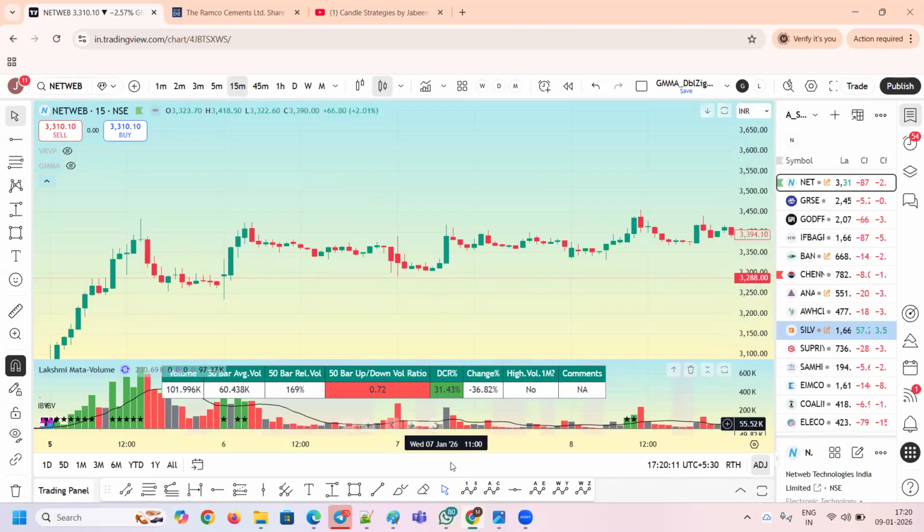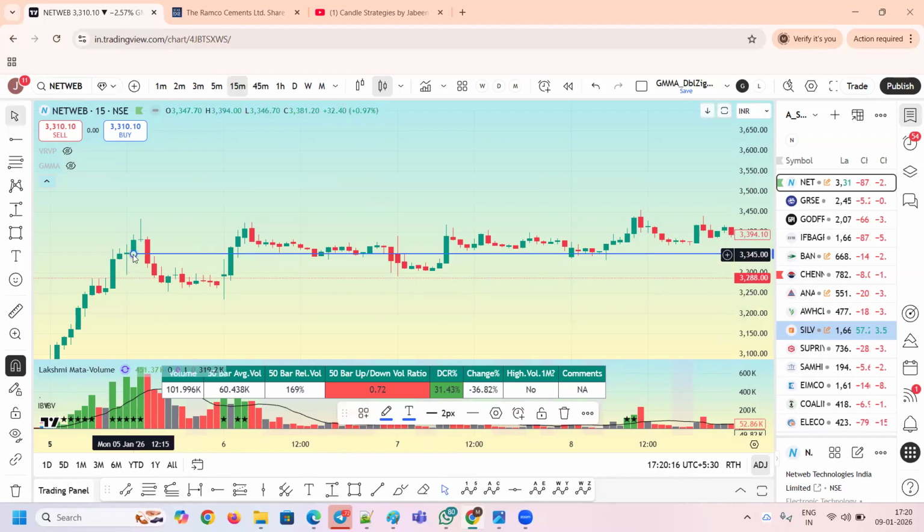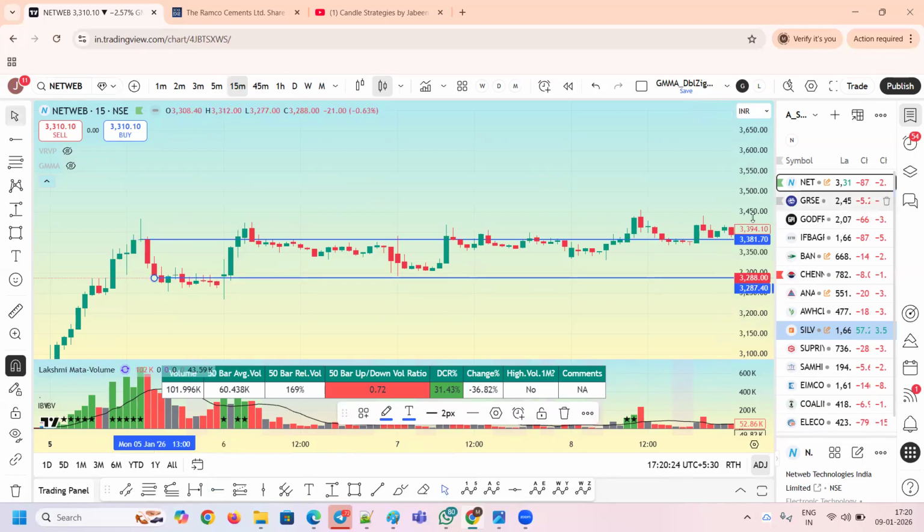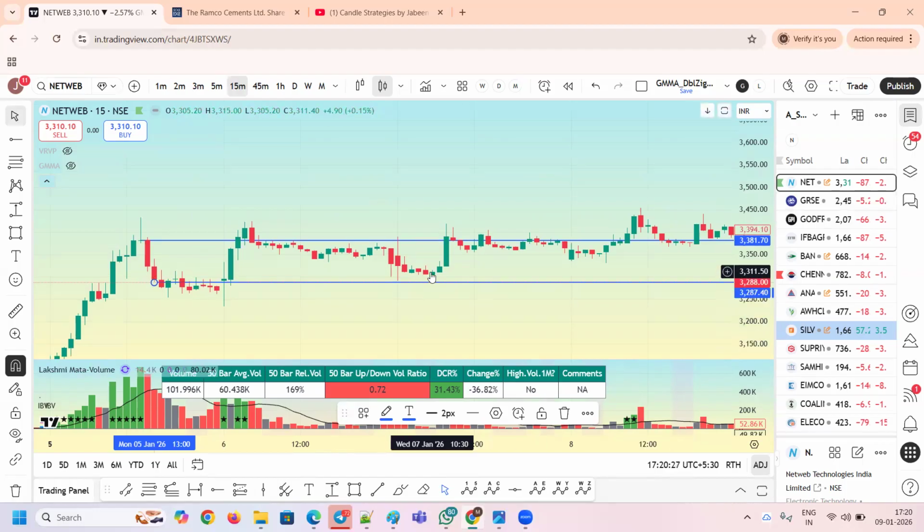Once these lines are drawn, see, this was a range. This was a range. And this is the next day. If you see 7th, correct? It is again making a U-turn. So it is in the range. So if you are not very clear, don't do it. Or cross check with 5 minutes and then do it.